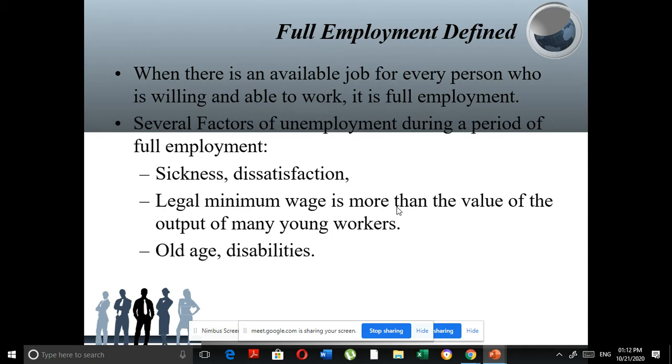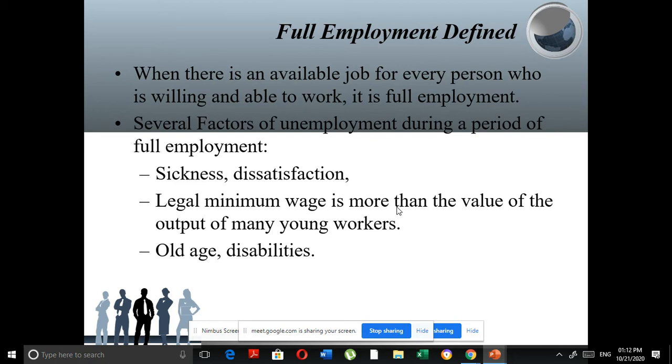And now, full employment defined. Full employment, I can say for your memorizing, what does it mean? Frictional unemployment plus structural unemployment. That is full employment. So when there is an available job for every person who is willing and able to work, we call it full employment.